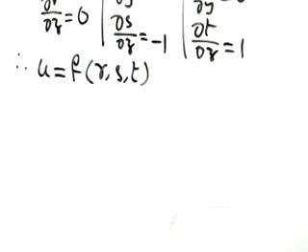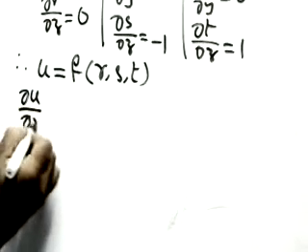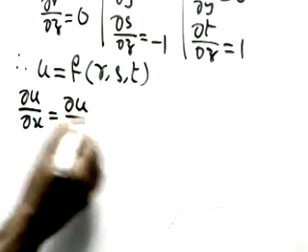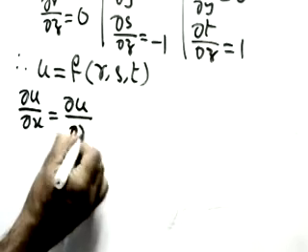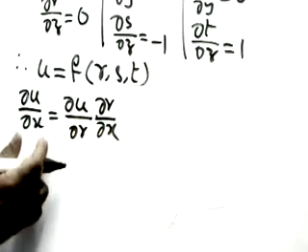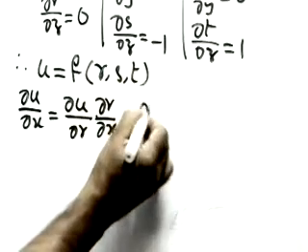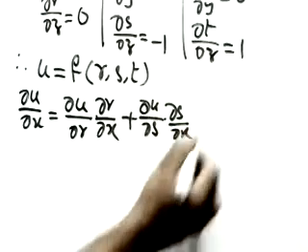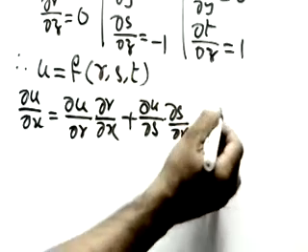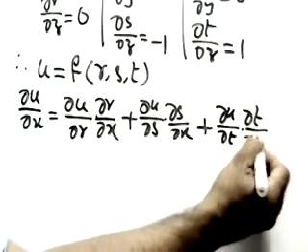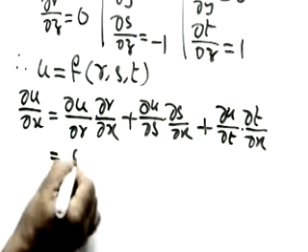Now what we have to find: let us first find dou u by dou x. Watch carefully how to find dou u by dou x. With respect to x, we write it like this: dou u by dou r into dou r by dou x, with respect to r first, then go for s: dou u by dou s into dou s by dou x, plus, now with respect to t, dou u by dou t into dou t by dou x.